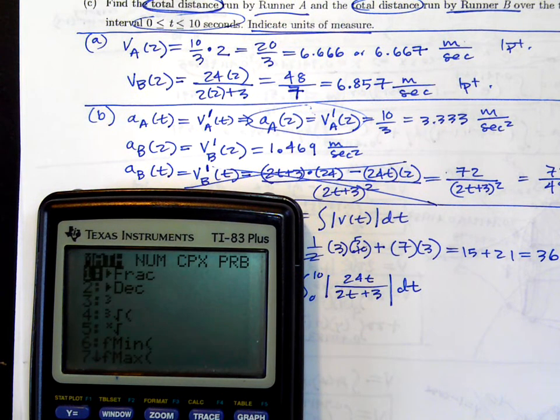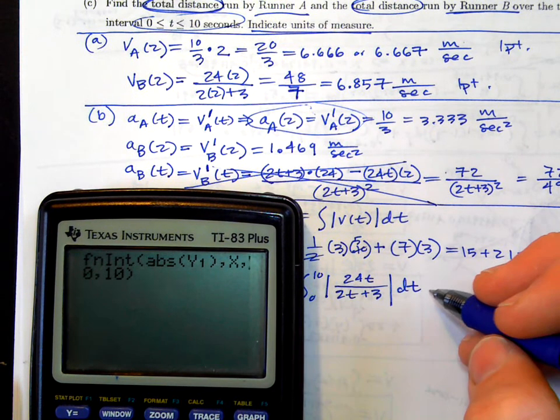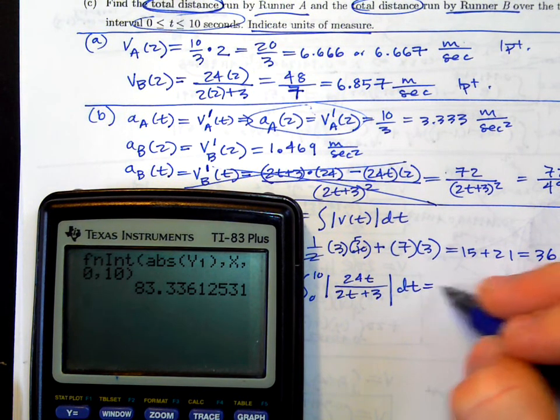So math, num, ABS. We could do vars, Y-vars, function y1 because I haven't entered it. Close, comma x, comma 0, comma 10. But you have to show this setup. Okay, and then you don't have to tell me what buttons you push on your calculator.